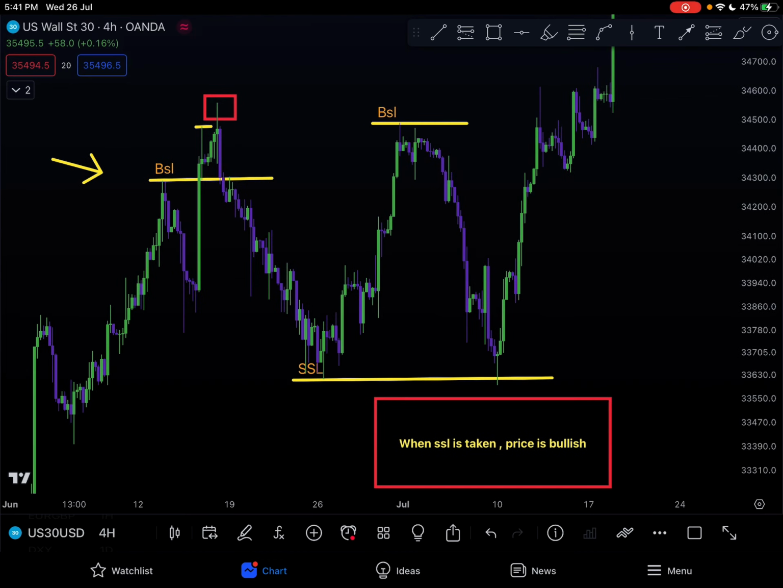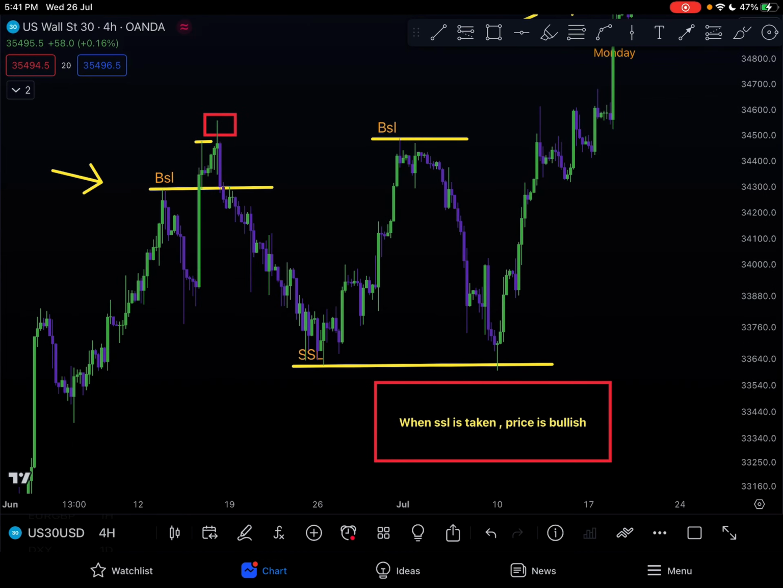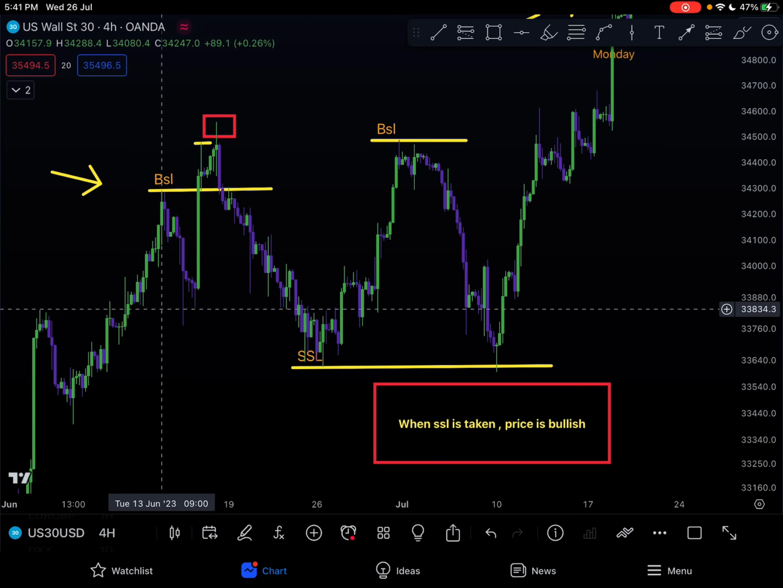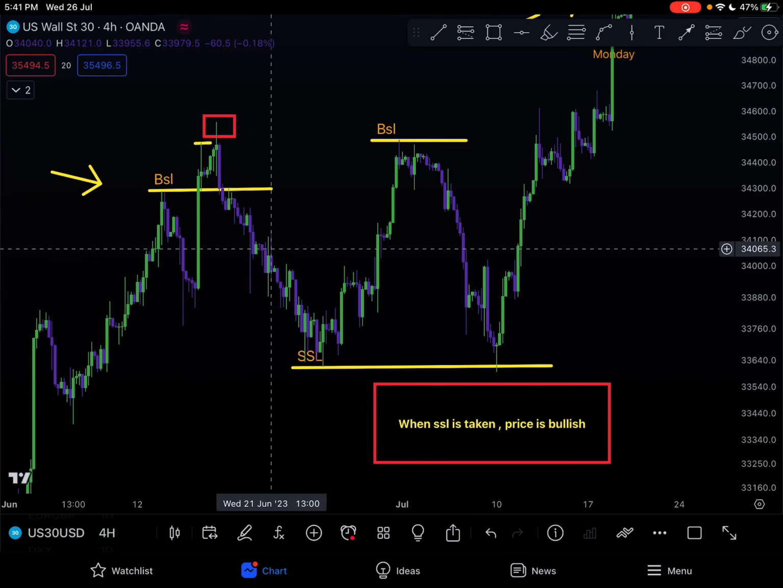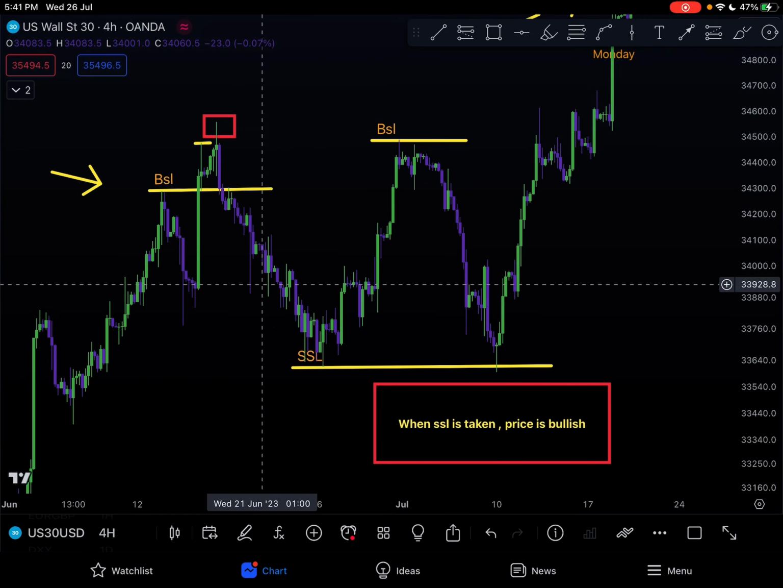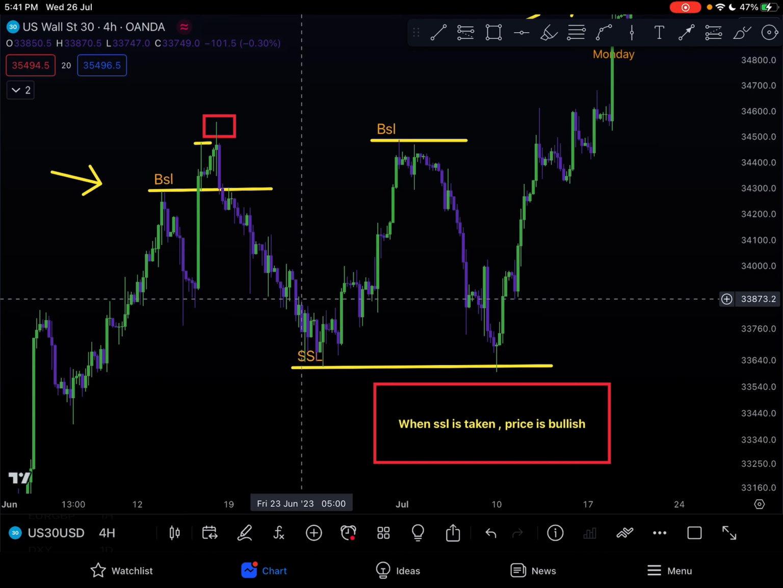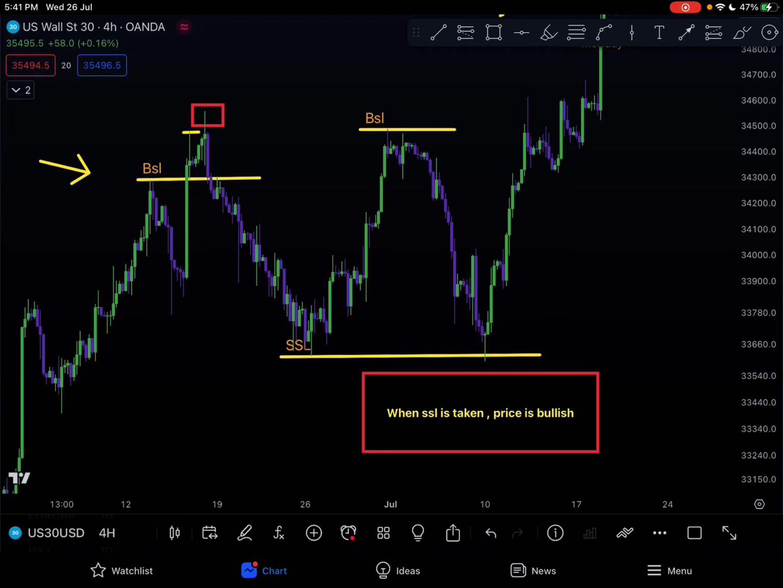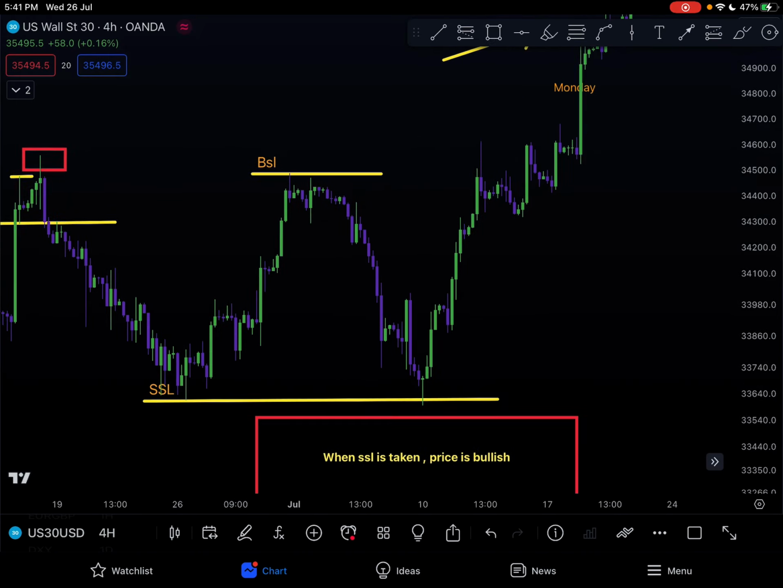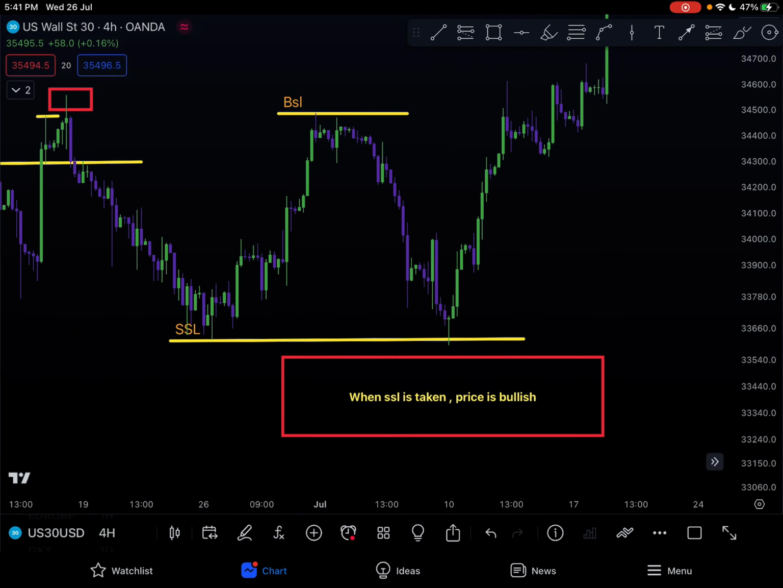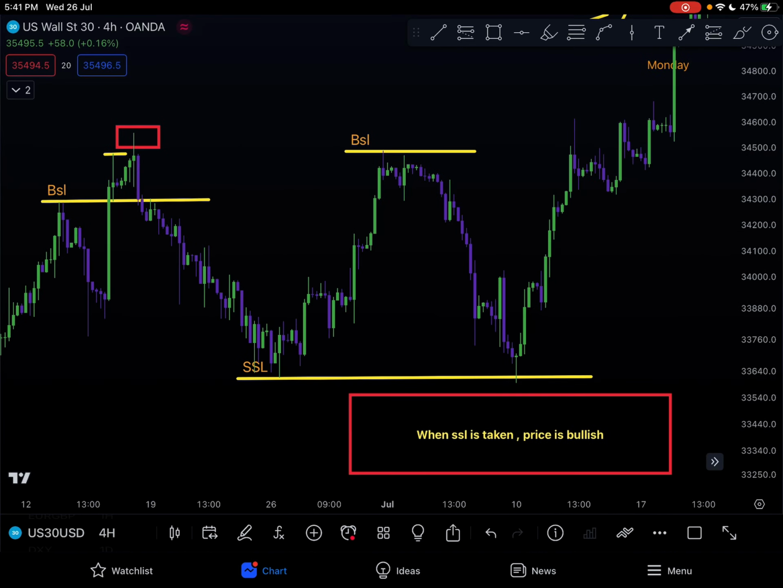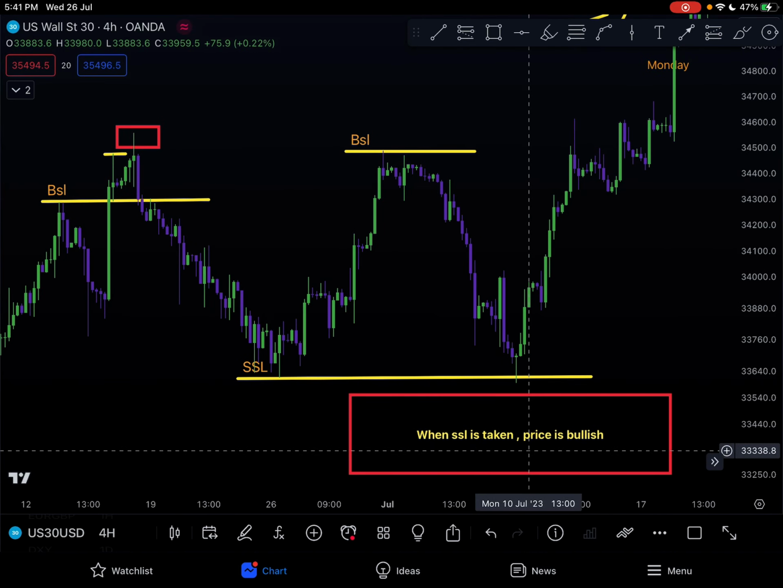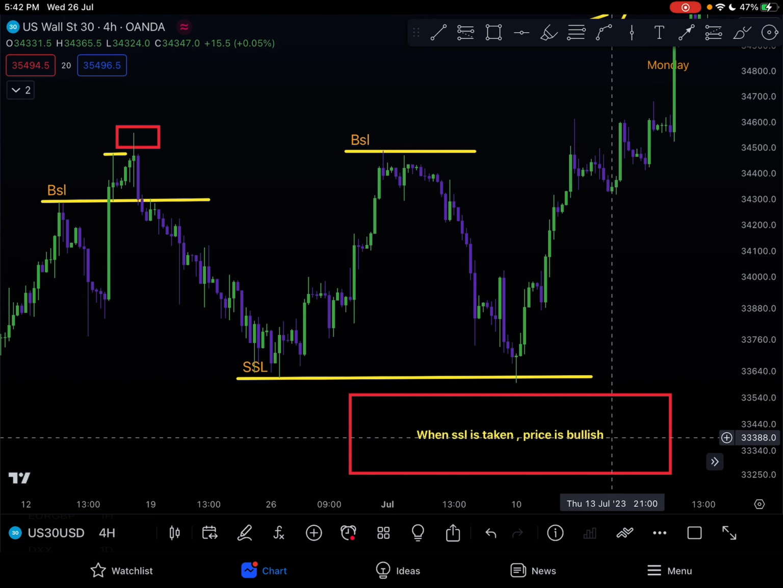US30, everyone gets so scared of it because obviously it looks like it wicks really far and it goes a little farther than you expect almost every time. But at the same time, it still follows exactly what we're looking at. Watch this. Ready? When SSL is taken out, price is bullish. Okay? For your notes.